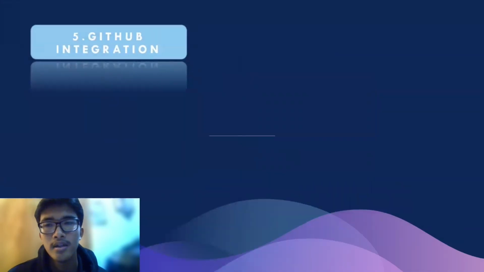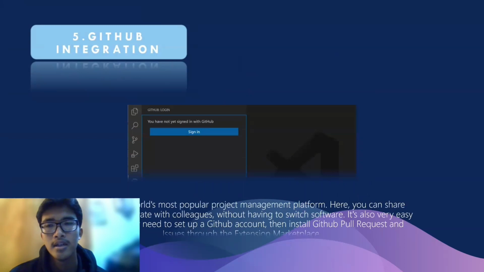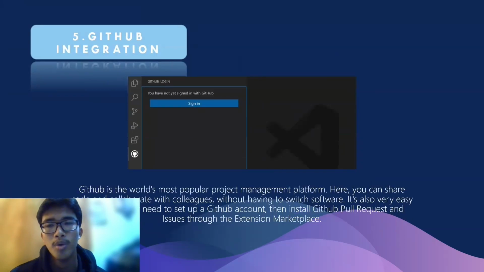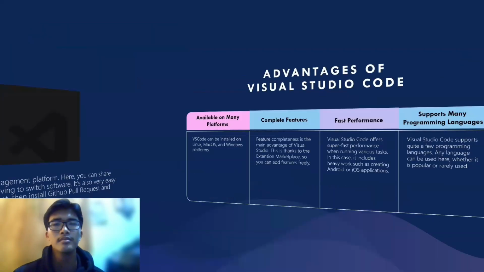The last, GitHub integration. GitHub is the world's most popular project management platform. Here, you can share code and collaborate with colleagues without having to switch software. It's also very easy to use. You only need to set up a GitHub account, then install GitHub pull requests and issues through the extension marketplace.